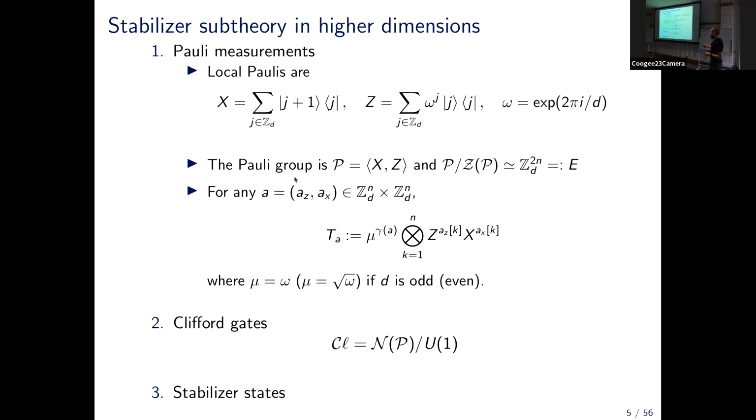You can identify these with Z_d^n × Z_d^n like this, where the kth element of a_Z is telling you how many Z operators to apply on the kth qudit, and the kth element of a_X is telling you how many X operators to apply. And then as usual, the Clifford gates are the normalizer of the Pauli group in the unitary group, up to overall phases. And then the stabilizer states are defined in the standard way as these +1 eigenstates.